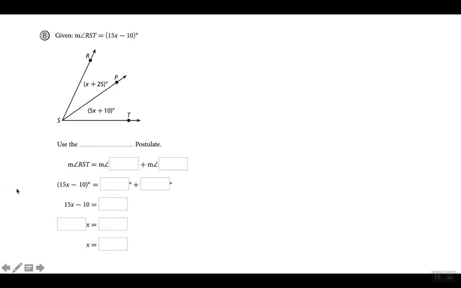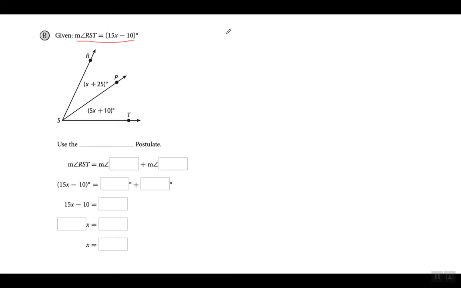Okay, now in this example here, it says at the top, given that the measure of angle RST equals 15x minus 10 degrees. So this entire angle, the entire thing, angle RST, is equal to 15x minus 10 degrees. So the way you're going to set this up is that this little angle right here, plus this little angle right here has to equal what the entire thing equals.